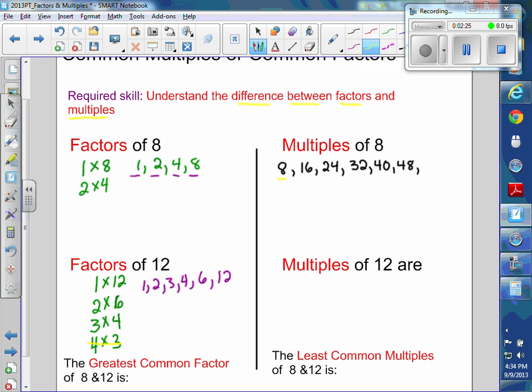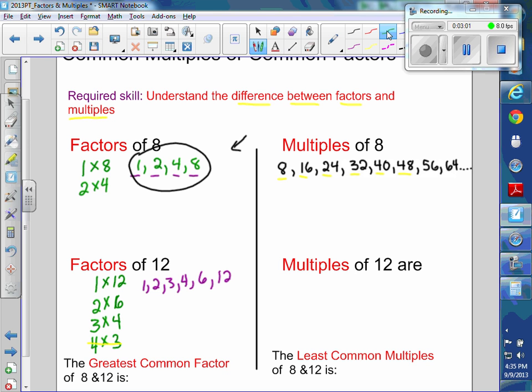So far I have 1, 2, 3, 4, 5, 6 multiples of 8. If I wanted the next multiple of 8, I would do 8 times 7, 56. 8 times 8, 64, and I could just keep going. There is an infinite number of multiples. When you look at factors, there's always a finite list. The list does not go on and on. With the multiples, the list always goes on and on. So let's practice the multiples of 12.